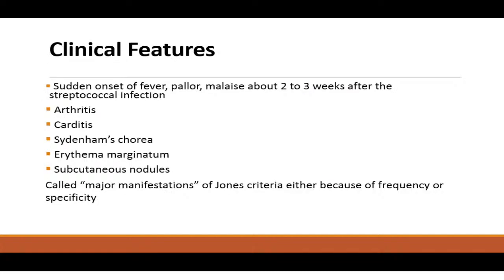So what are the main clinical features? More often it's a sudden onset of fever and malaise, about 2-3 weeks after a previous streptococcal infection. As we said, more often it's pharyngitis.